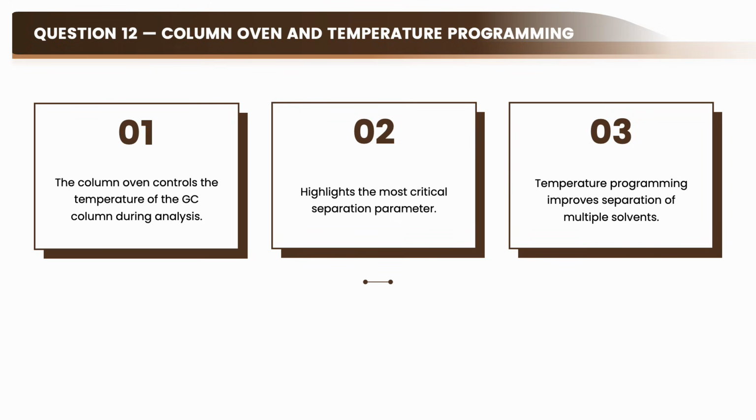The column oven controls the temperature of the GC column, which directly affects separation of compounds. GC can be operated in isothermal mode or temperature programming mode. Temperature programming is commonly used in pharmaceutical analysis because it allows proper separation of compounds having different boiling points. This explanation will show the interviewer your practical GC operation knowledge.